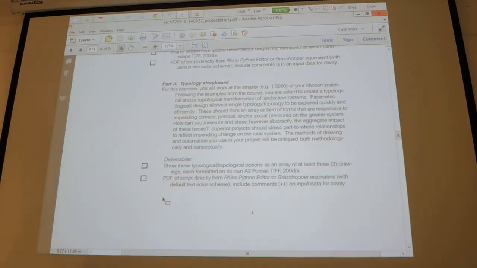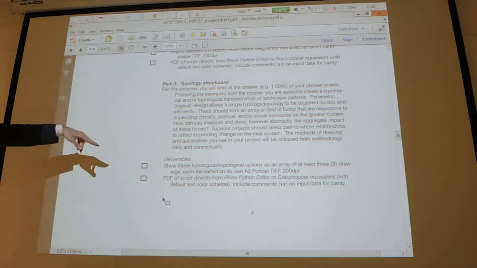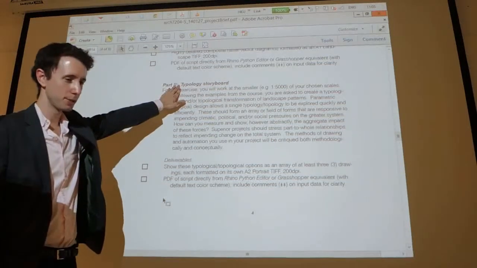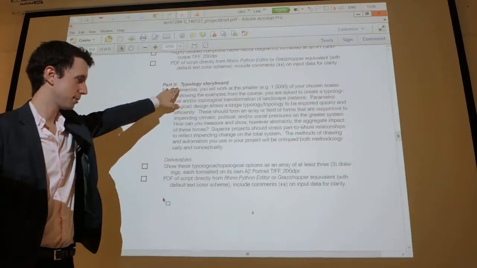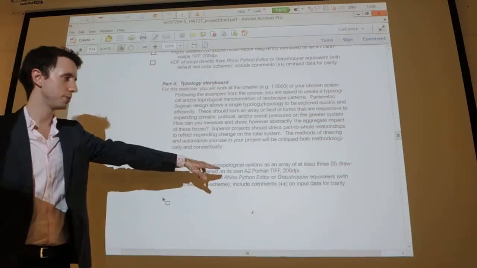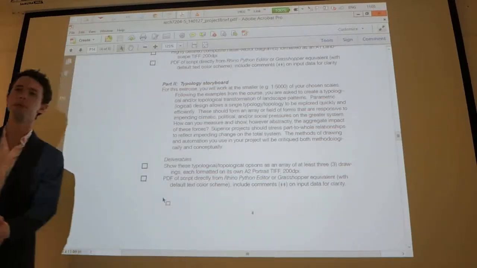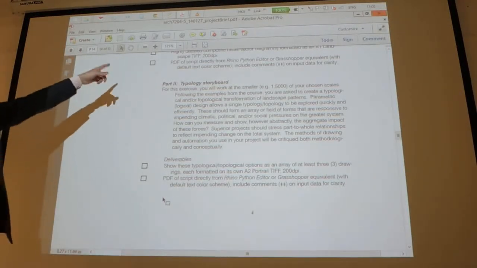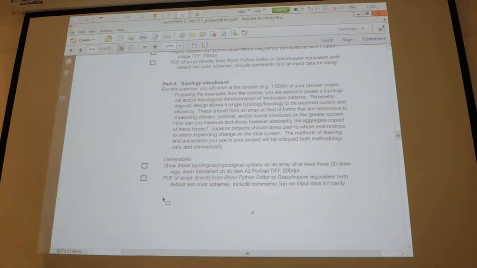And essentially the same, similar outputs. But since you are doing a typology or a topology, you will show them as a series of tiny A2s that are aimed at A4 representation. And for both of them, a printout of the working methods that you use to make it.